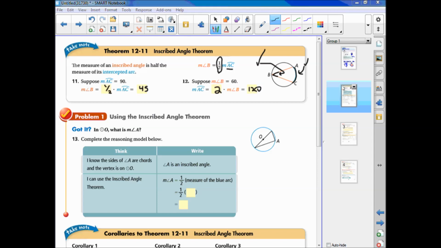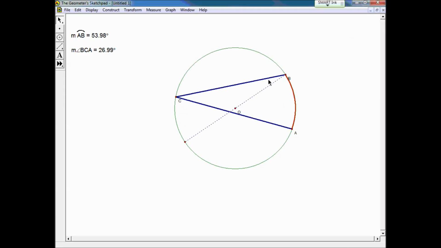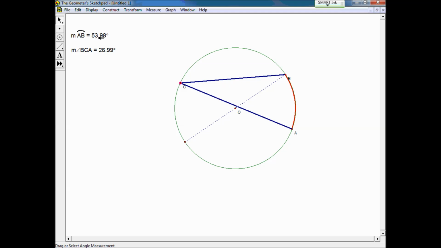All right, so I have a geometric sketch pad to display this to make it stick in your brain a bit more. Here is the arc AB, and we have angle C over here. Notice no matter where I put C, the arc doesn't change and the angle doesn't change. So the arc will stay 53.98 and the angle will stay half as much as that.